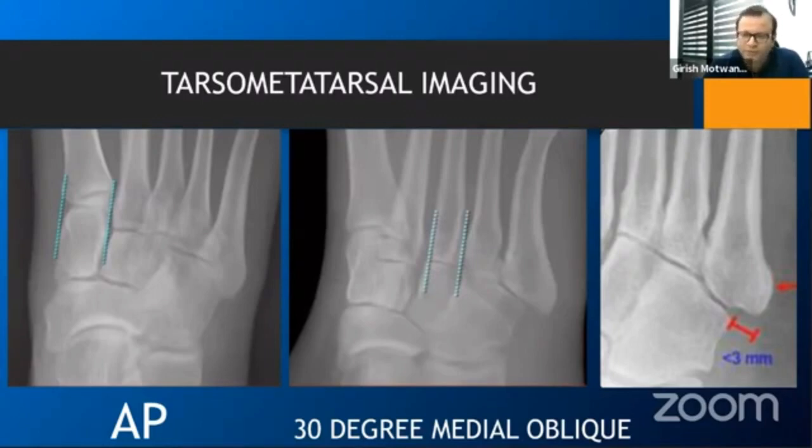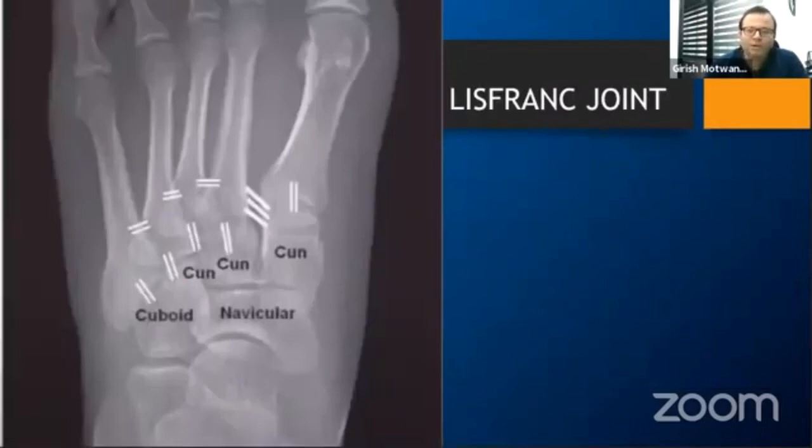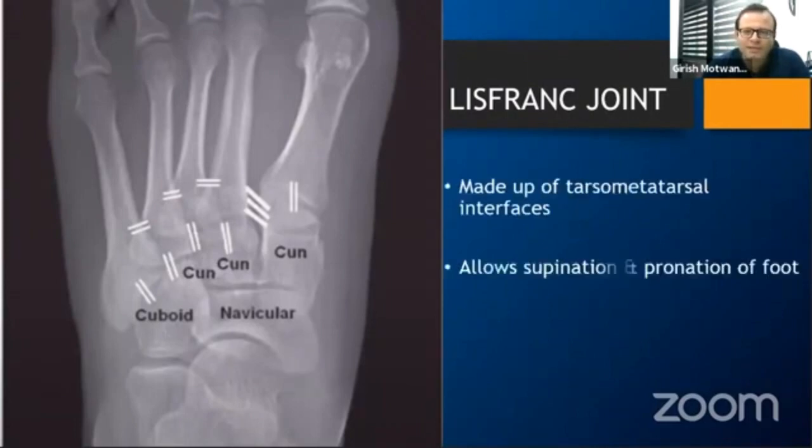Also, whenever you are looking at the oblique X-ray, you should always look at whether the extrusion of the fifth metatarsal base outside the cuboid is less than 3 mm or more than 3 mm. And why are they important? Because one pathology in the midfoot is a Lisfranc joint problem or fracture, which if missed may have a lot of potential consequences. So let's understand in 2 minutes what a Lisfranc joint is.